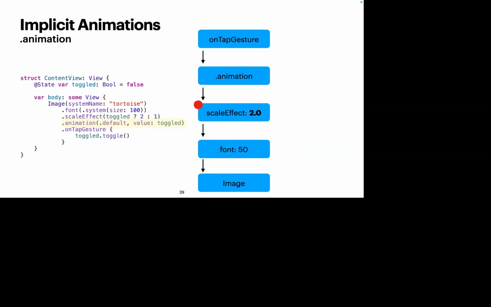With the dot animation view modifier, you're able to explicitly specify the origin of where you want the animation transaction to actually propagate. And again, when it goes to the scale effect, it's going to animate via the default SwiftUI timing curve.